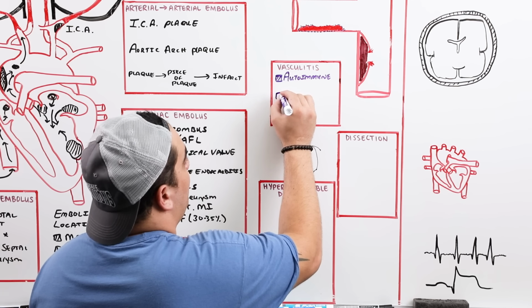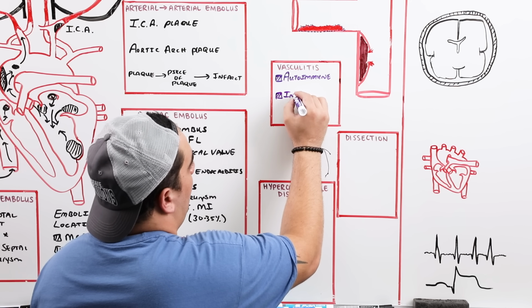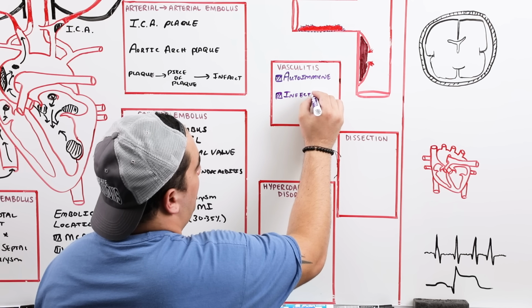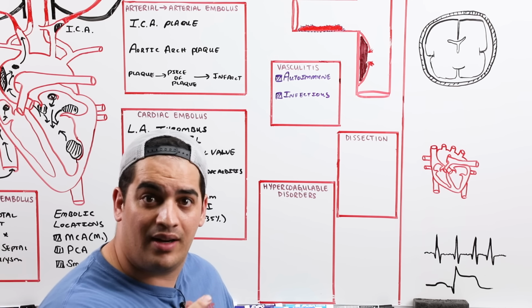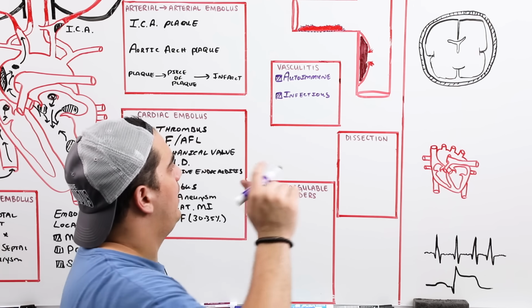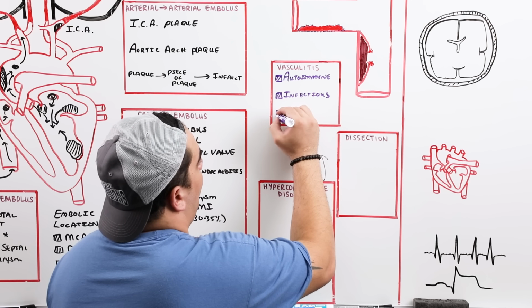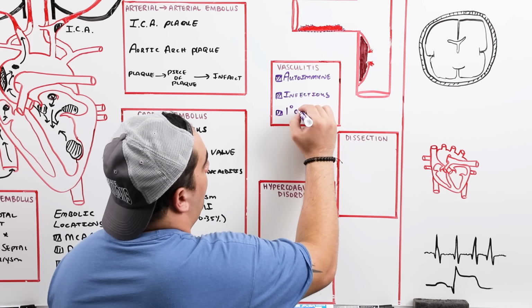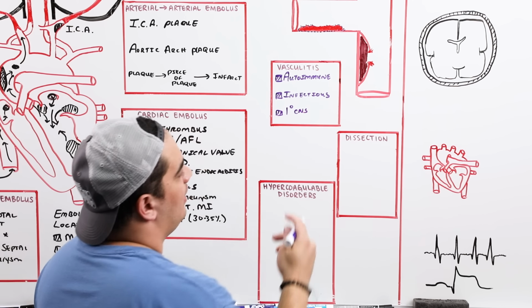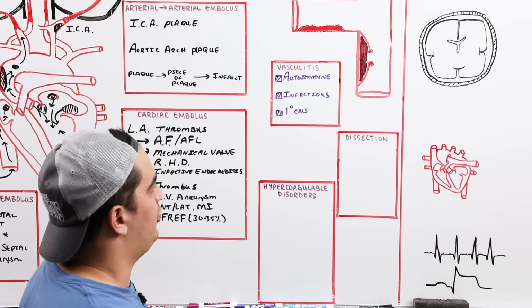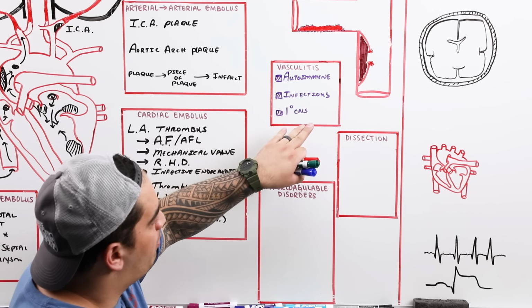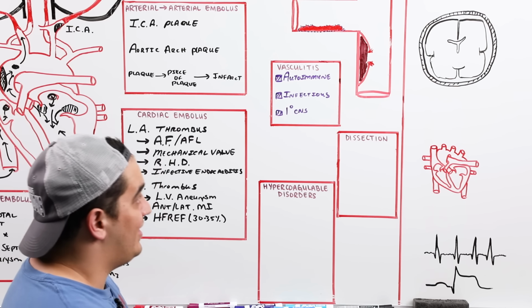The other thing is it could be infectious. And so when we talk about infectious, there's mainly three types there: tuberculosis, varicella zoster virus, and syphilis. Syphilis can do really anything, can't it? And then the last thing is if it's just what's called a primary CNS vasculitis. And so don't worry too much about that one. That usually requires a lot more thorough evaluation. But big thing is these three particular types of vasculitides, these are the causes.